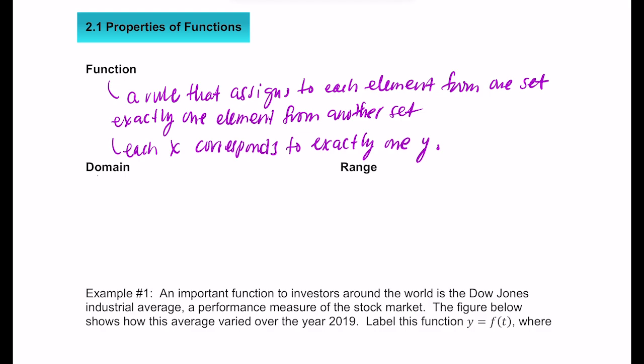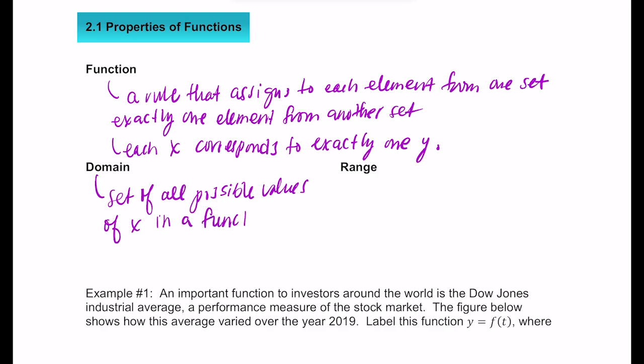X and y are given specific names here, so when we talk about domain, we're looking at the set of all possible values of x in a function. And x is your independent variable, right? And range would refer to the set of all possible values of y in a function.